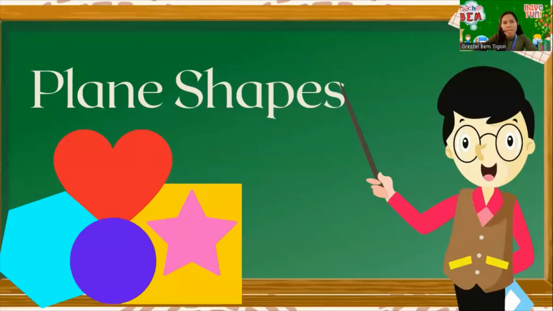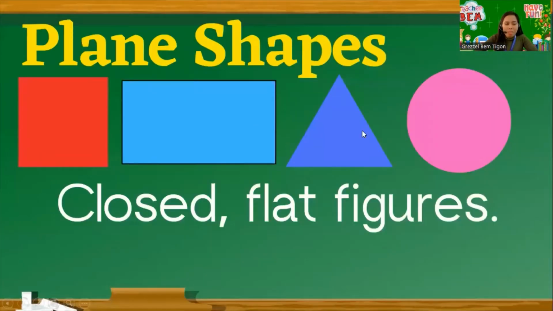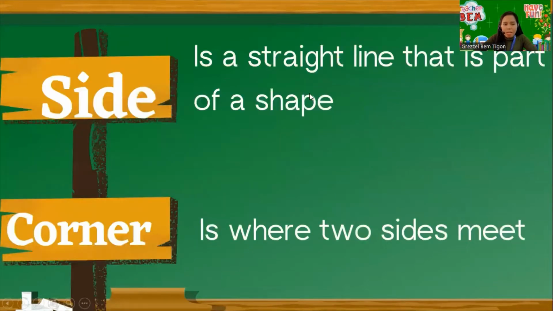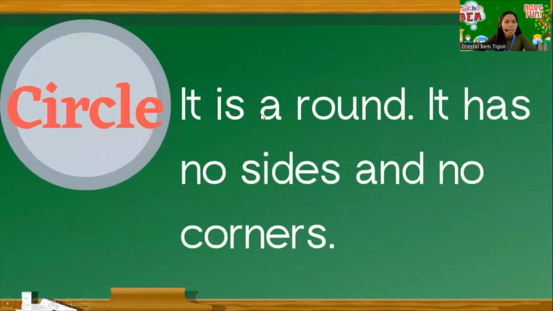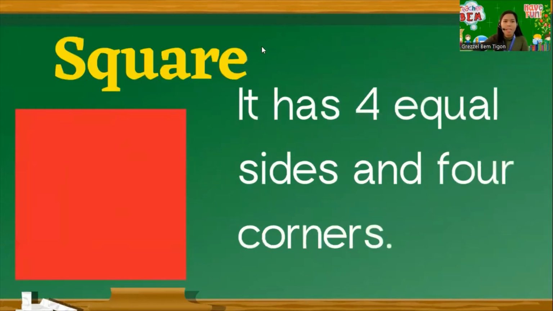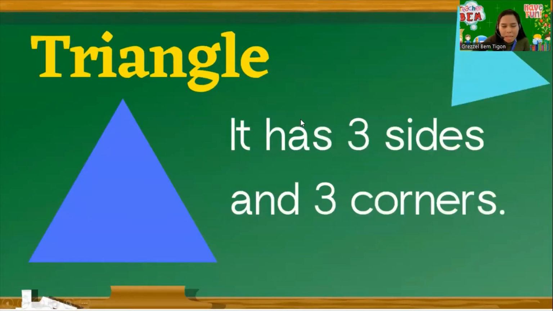So the very first lesson that we had was all about plane shapes. And when we say plane shapes, they are closed, flat figures. Examples are circle, it is round. It has no sides and no corners. We also have square. It has 4 equal sides and 4 corners. And triangle, it is also a plane shape. It has 3 sides and 3 corners.